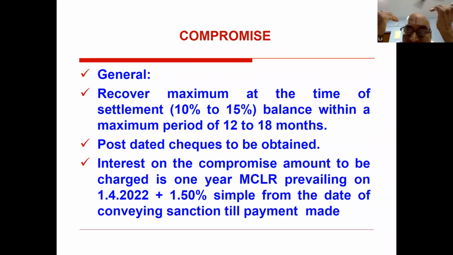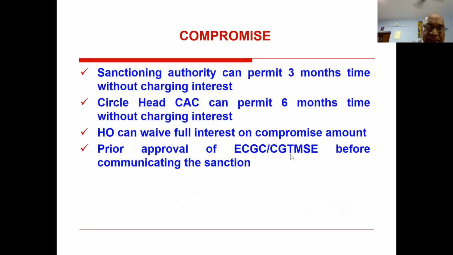Then, is there any authority in the bank who can waive the interest for the delayed period? That is shown in the next slide. The respective sanctioning authority can permit 3 months time without charging interest. I told you AGM ROCAC is the minimum level, up to MC of the board goes. So the respective sanctioning authorities can permit 3 months time without charging interest.